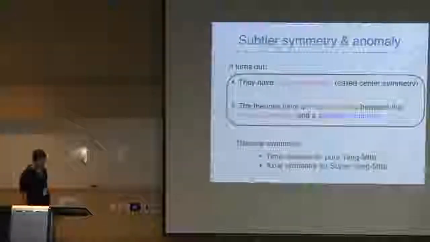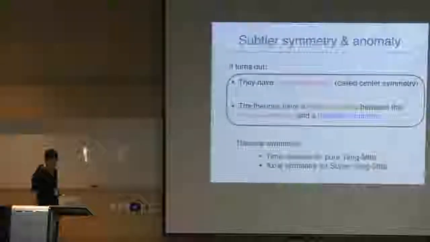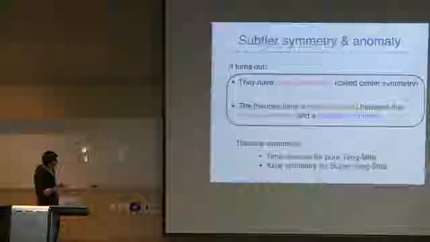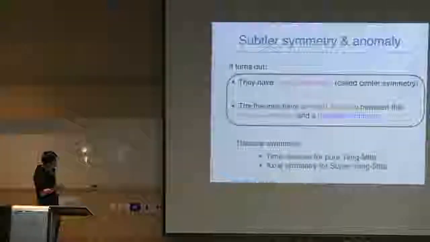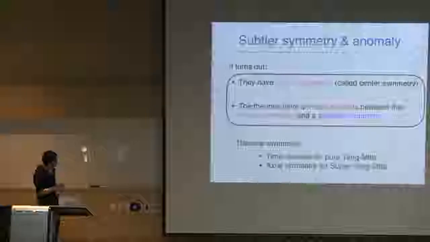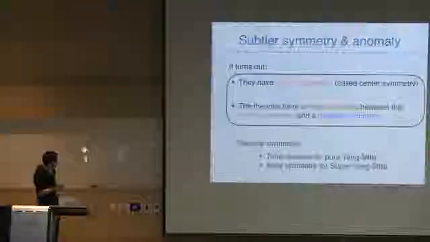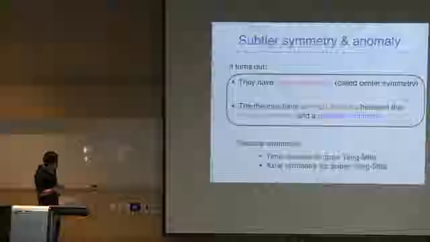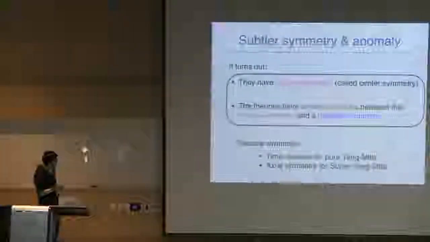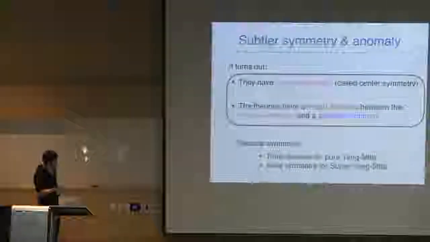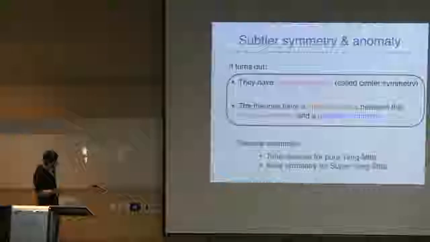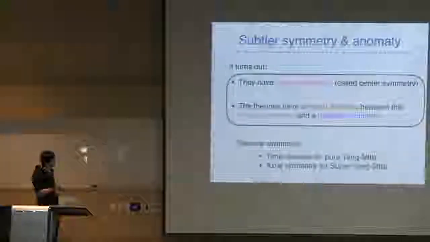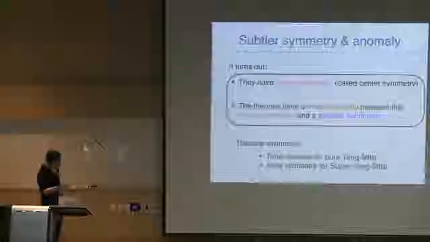However, if we look at the global anomalies, then it turns out that there exist very useful global anomalies. First of all, they have what is called one-form symmetry, which is called center symmetry. I will review this center symmetry in my lectures later. And then the theories have a mixed anomaly between the one-form center symmetry and the discrete symmetry. Here, the discrete symmetry is time reversal symmetry for pure Yang-Mills theory, and axial symmetry for super Yang-Mills theory. So anyway, there is a mixed anomaly between one-form symmetry and some discrete symmetry.